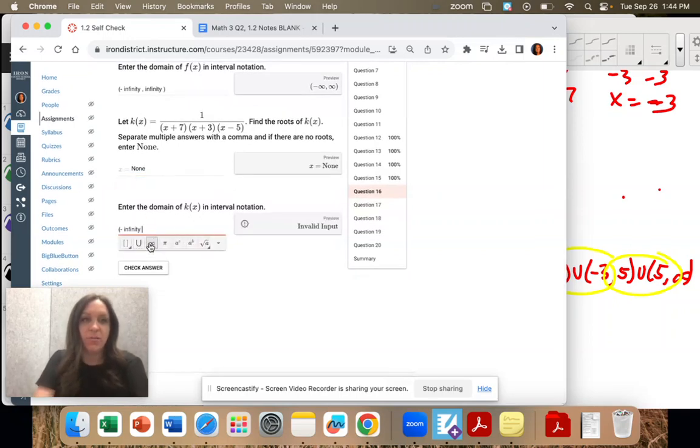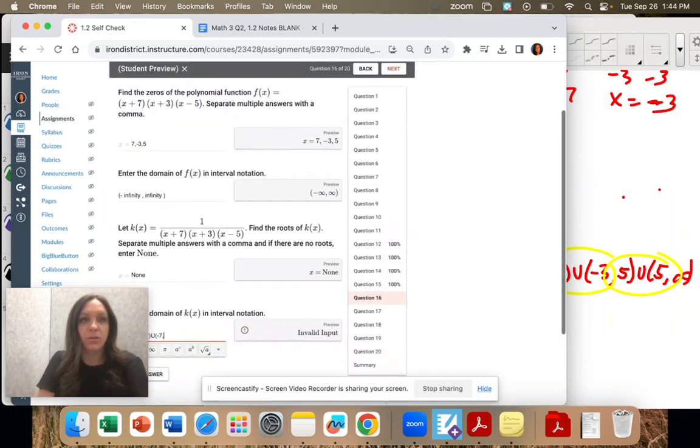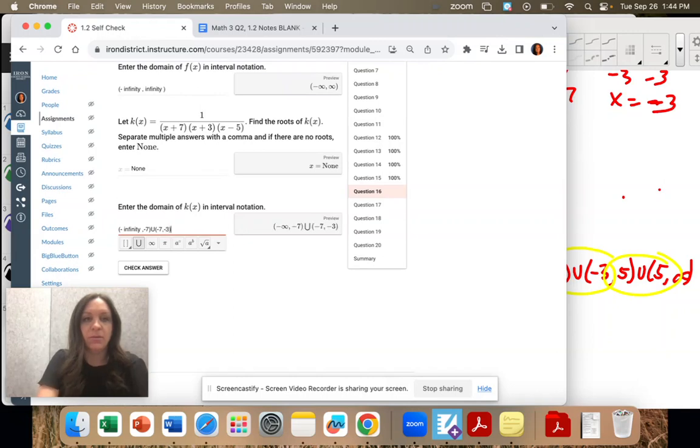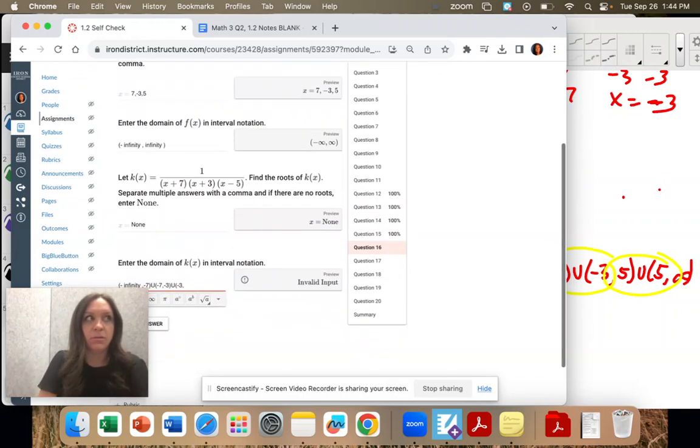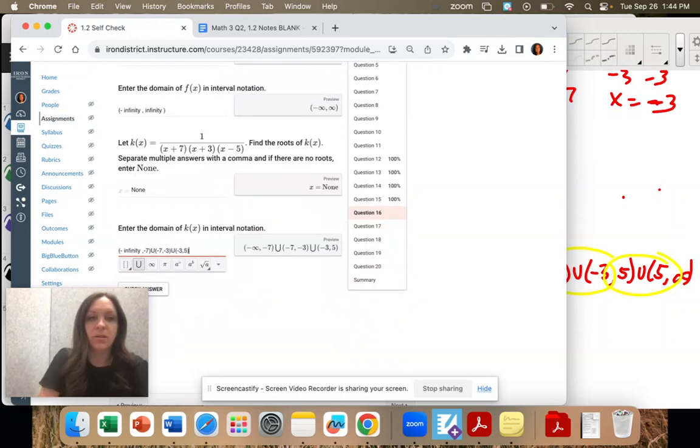This one has a long domain. We have to enter every asymptote. -3, -3, 5, 5.